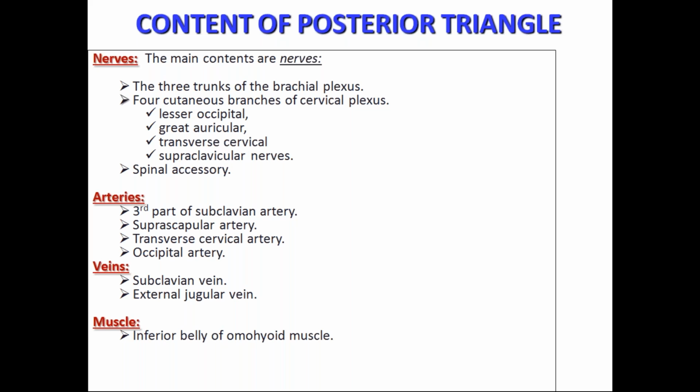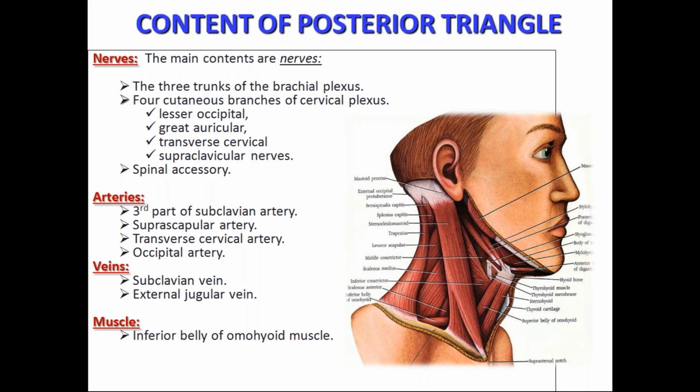Veins follow the same arteries, that is the subclavian vein and the external jugular vein. And the only muscle in the contents of the posterior triangle is the inferior belly of the omohyoid muscle. So these are the boundaries and contents of the posterior triangle.